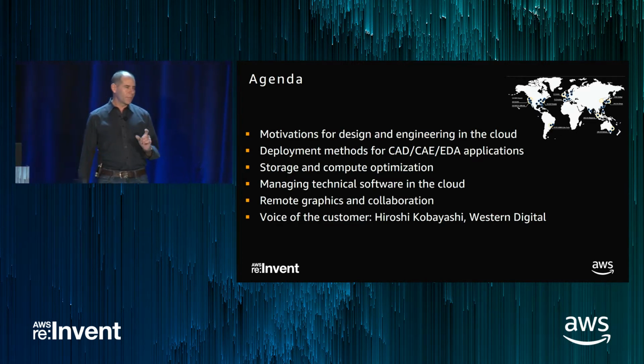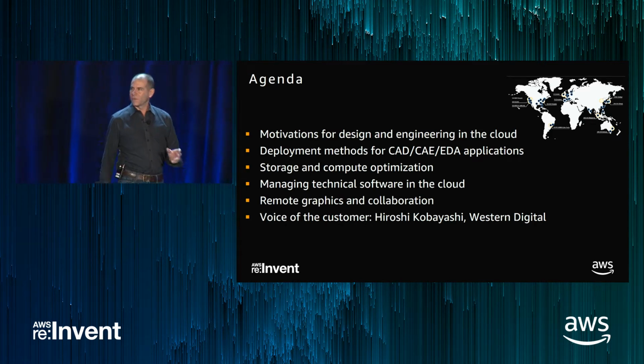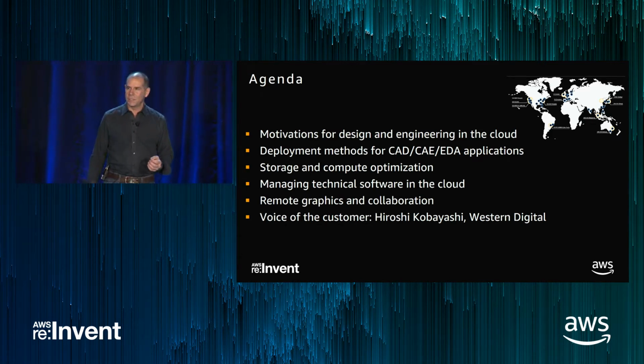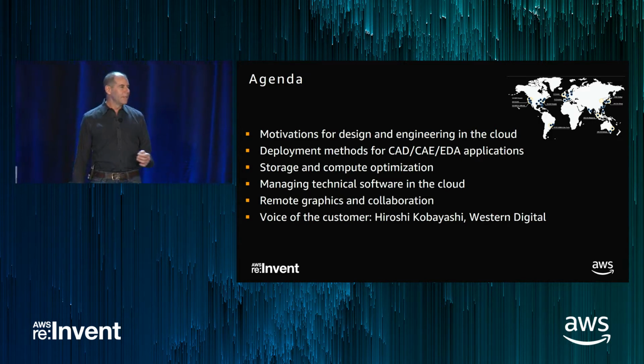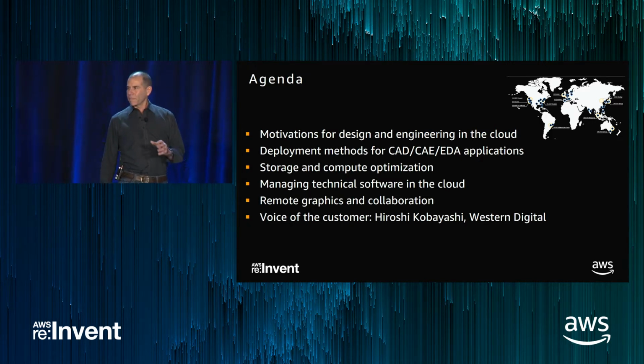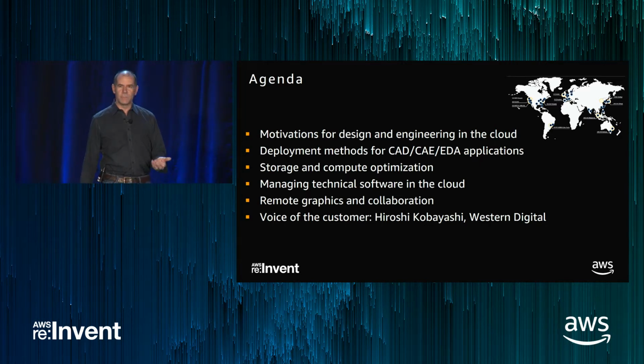We're going to focus both on compute and on storage, because for many of these workloads in design and engineering, it's not so much that they're compute bottlenecked, they are often storage bottlenecked as well. So what are some of the best practices there? I'm going to talk briefly about ISV software, about third-party software and methods of deployment of that, with some examples as well.